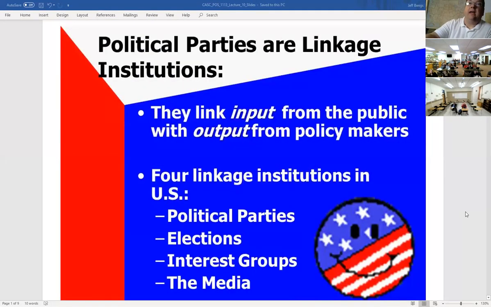Now, this is on page 216 of your textbook, but political parties are simply what we call linkage institutions, in that they connect citizens with their government. Even more specifically, the input from the public citizenry and how that affects the output of our government policy makers.